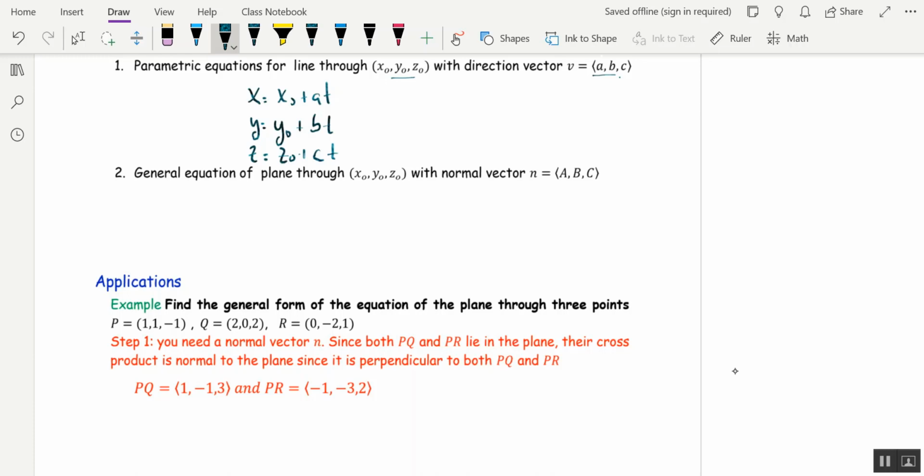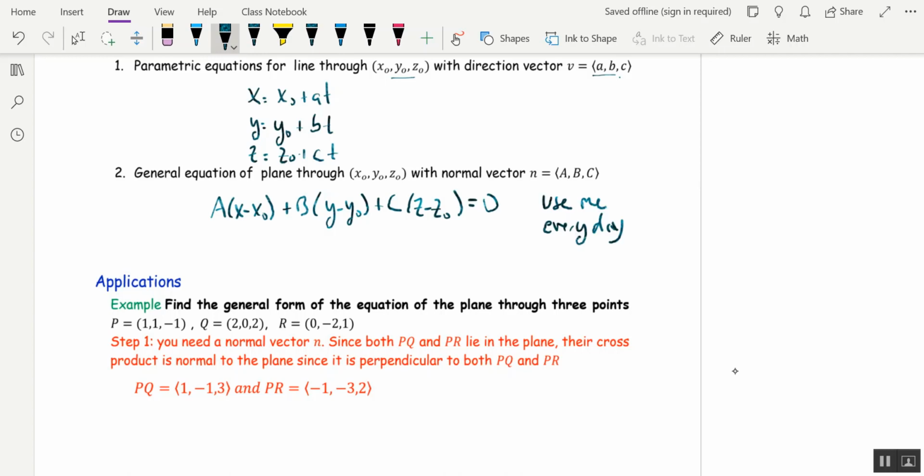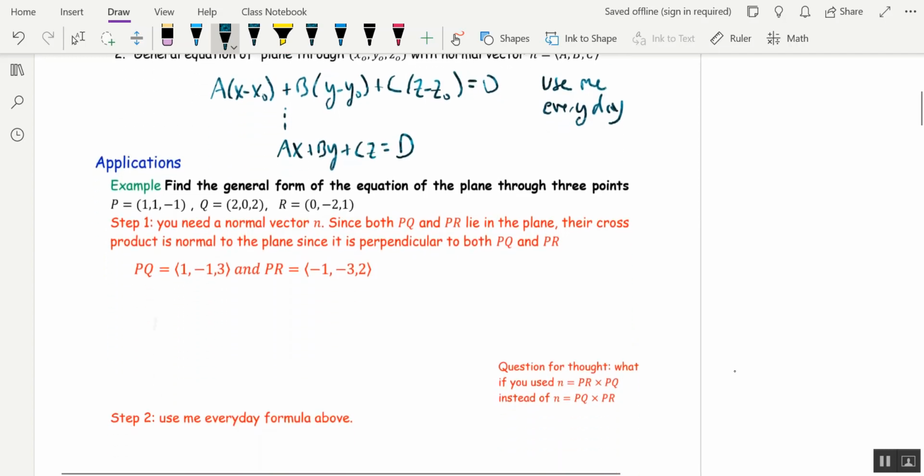Okay, and the general equation of a plane through a given point with a normal vector is the use-me-everyday formula. Big A times (x minus x naught) plus big B times (y minus y naught) plus big C times (z minus z naught) equals 0. That's the use-me-every-day. And typically after we write that down, we go ahead and simplify to the form ax plus by plus cz equals d. Okay, so let's jump in.